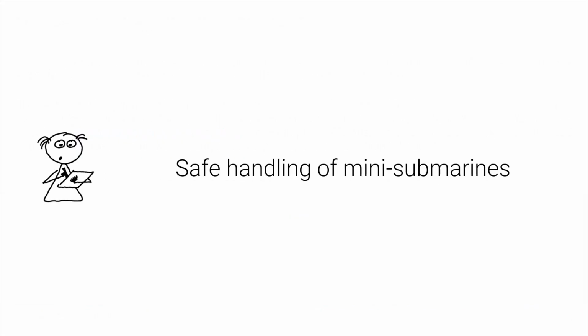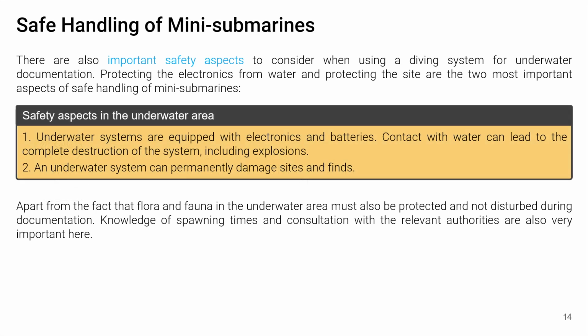First of all, we want to deal with the safe handling of mini submarines. There are important safety aspects to consider when using a diving system for underwater documentation. Protecting the electronics from water and protecting the site are the two most important aspects of safe handling of mini submarines. First, underwater systems are equipped with electronics and batteries. Contact with water can lead to the complete destruction of the system, including explosions.